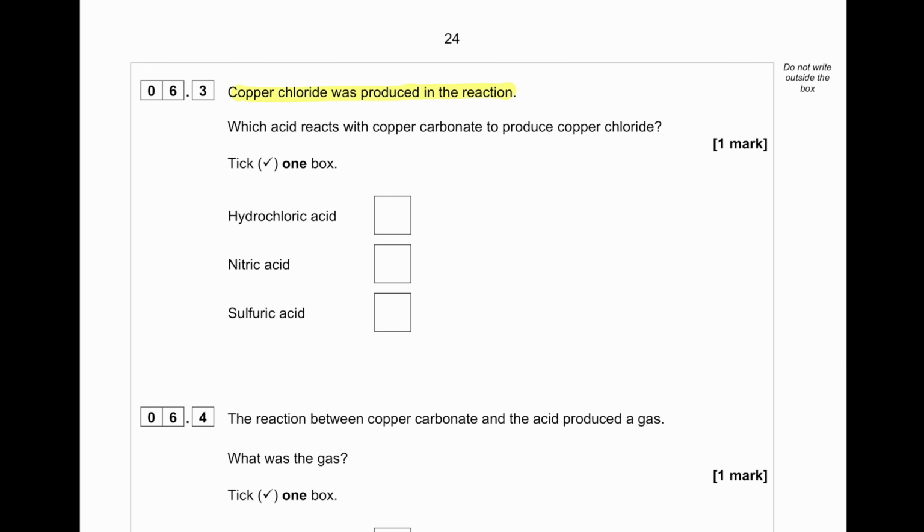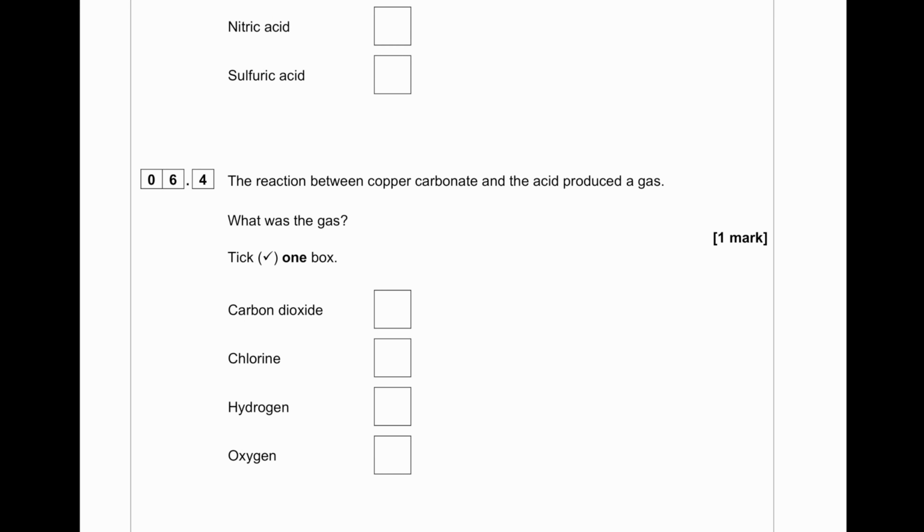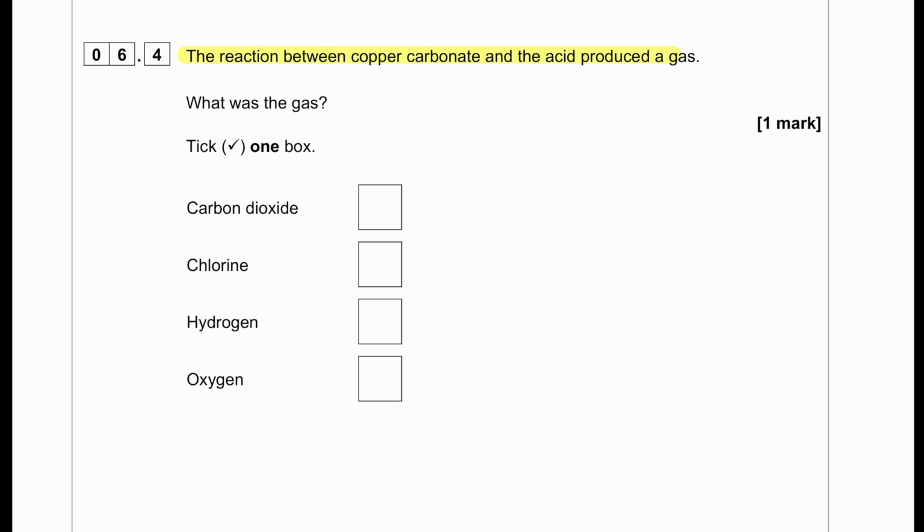Copper chloride was produced in the reaction. Which acid reacts with copper carbonate to produce copper chloride? If we want to make a chloride salt, we have to use hydrochloric acid. The reaction between copper carbonate and the acid produced a gas. Since it is a carbonate, it is definitely going to produce carbon dioxide gas.